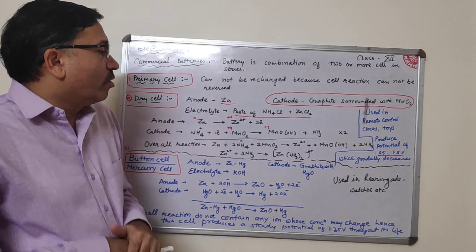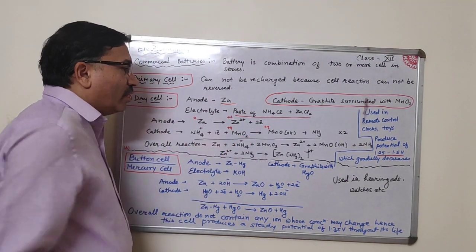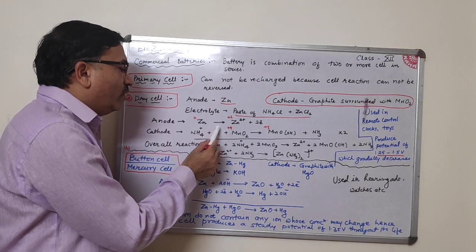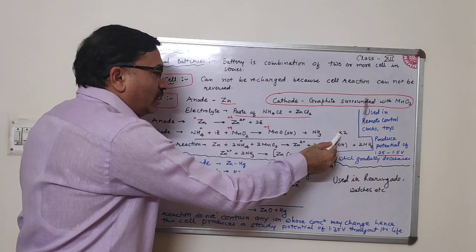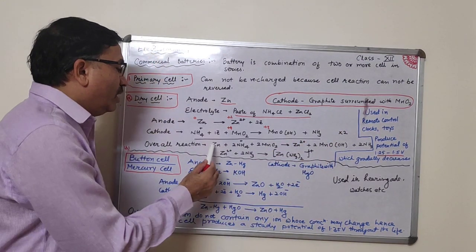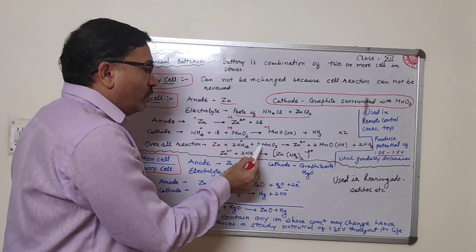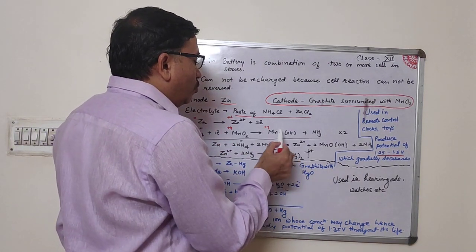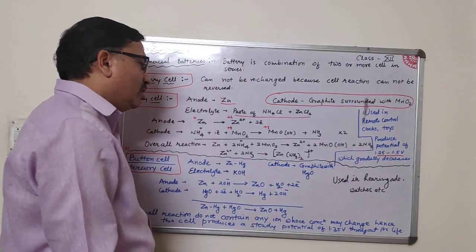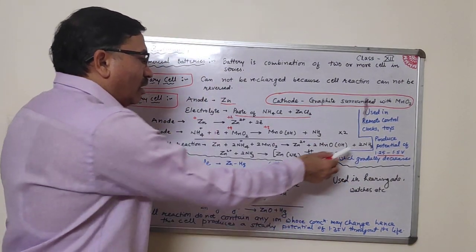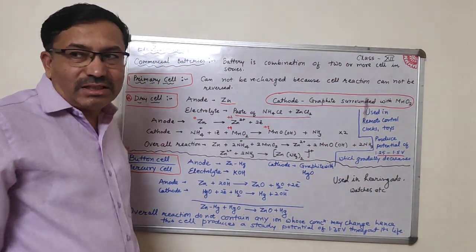What is the overall reaction? In the anode reaction we have 2 electrons, whereas at the cathode we have only 1 electron. So the cathode reaction is multiplied by 2. So we get Zn plus 2NH4+ plus 2MnO2 gives Zn2+ plus 2MnOOH plus 2NH3. And this ammonia formed, as I told, is corrosive in nature. It will damage the cell.